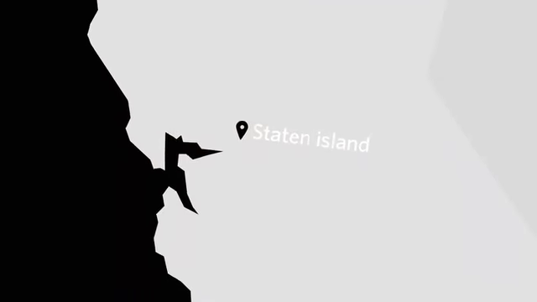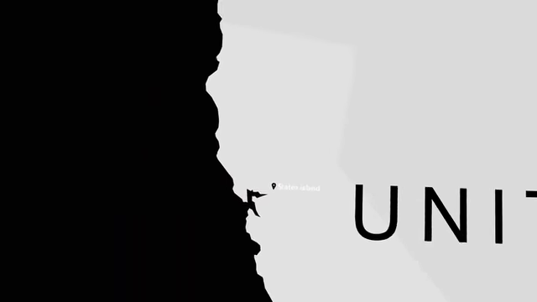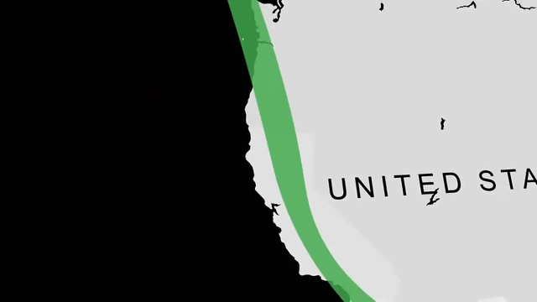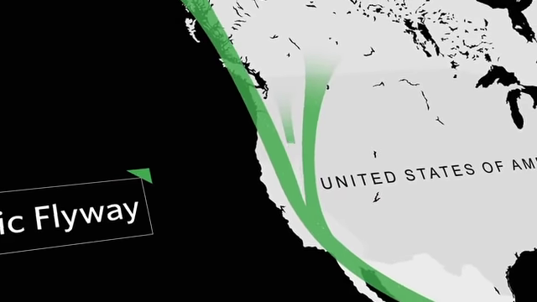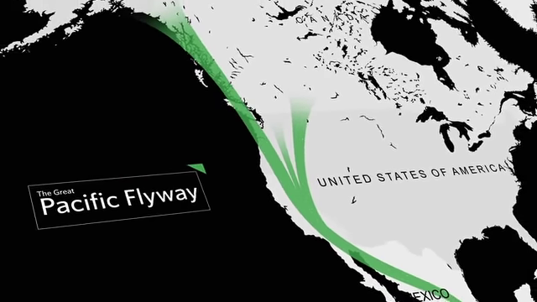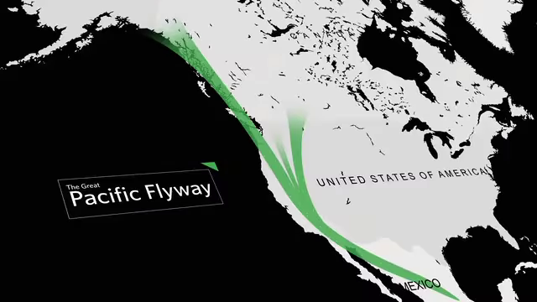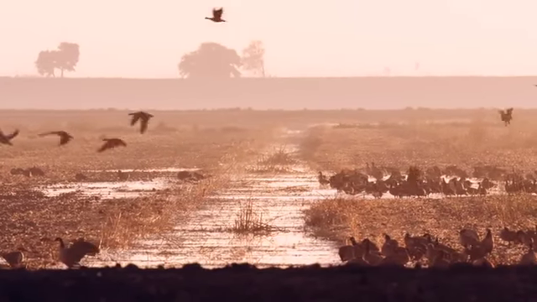Staten Island and the Central Valley of California are part of the Pacific Flyway. And so these birds are coming here in the winter after they've been in Alaska, Oregon, Washington, and so they overwinter here. That's what makes Staten Island so important to them.